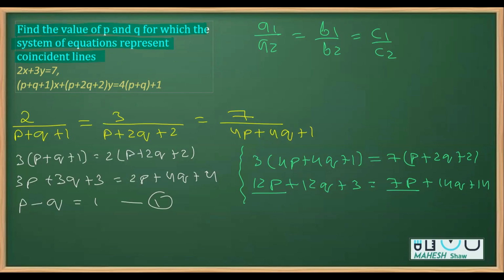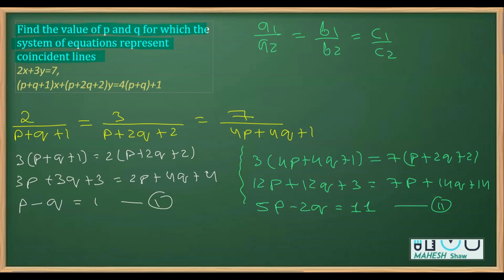So 12p minus 7p is what? 5 times p. And 12q minus 14q is what? Minus 2 times q. And if I transpose 3 to the other side, it's going to be 14 minus 3, that is 11. And this is our second equation.